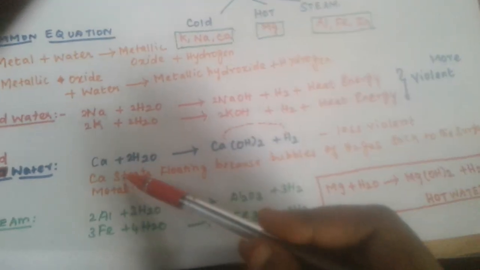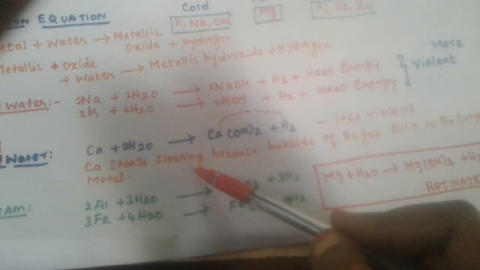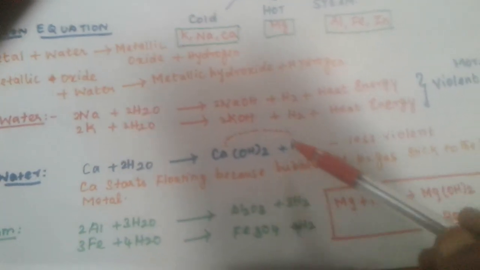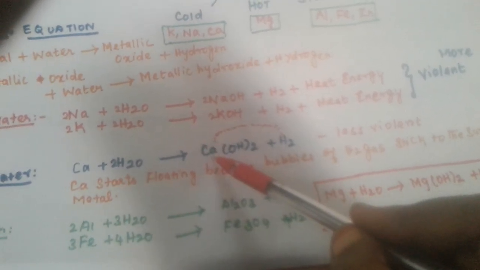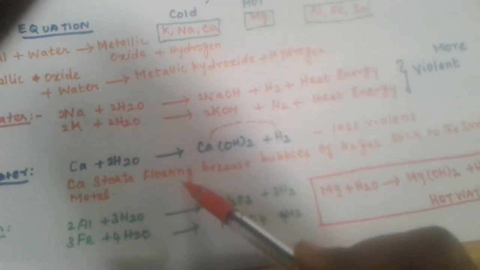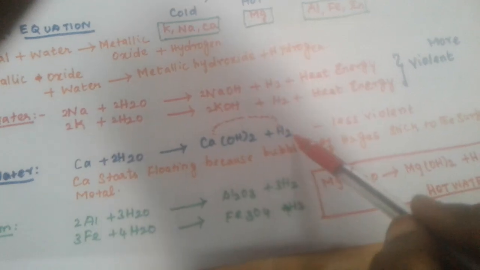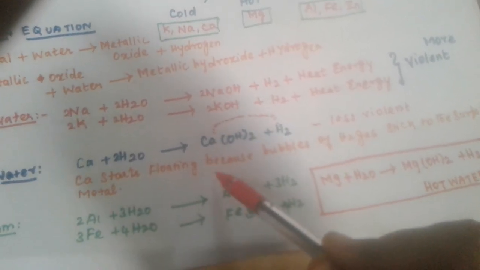Here calcium starts floating after the formation of products. Why? What is the reason behind it? This hydrogen gas sticks to the surface of the calcium metal. So calcium starts floating. Have you understood? Calcium starts floating because hydrogen gas sticks to the surface of the calcium metal.